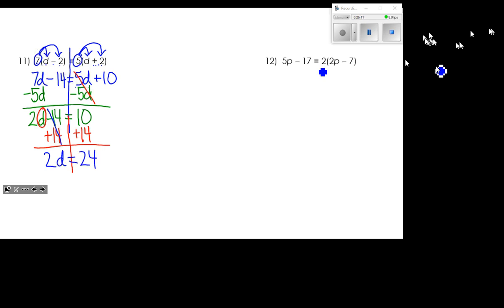So now again, I'm going to circle my variable, and I know I'm going to divide on both sides by everything that's left. So I'm going to divide both sides by 2. And cancel. So d equals 24 divided by 2 is a whole number, so I don't have to worry about having a fraction. 24 divided by 2 is 12.